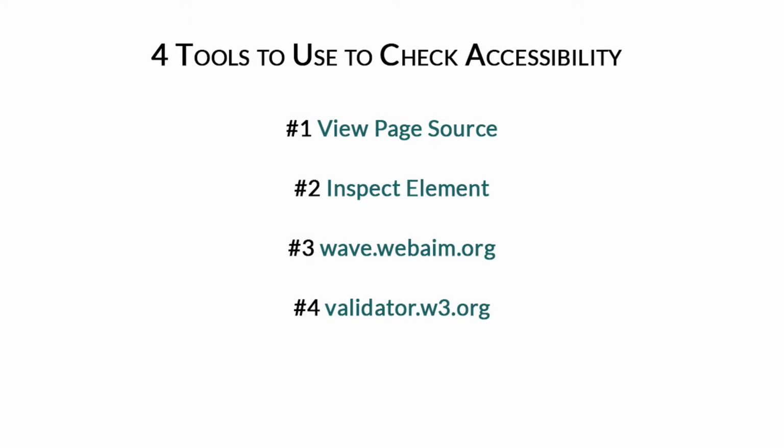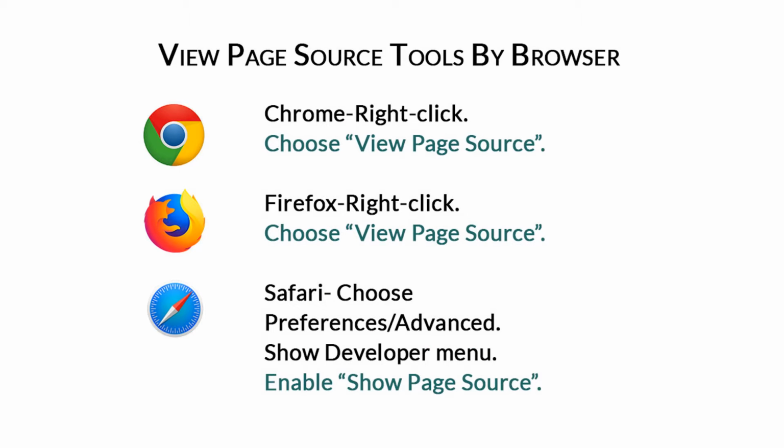We're going to talk about 4 tools to use to check accessibility. The first one, View Page Source, and the second one, Inspect Element, are basically just available in your browser. The third one is wave.webaim.org, and the fourth one is validator.w3.org. Here's a little information about View Page Source tools by browser.